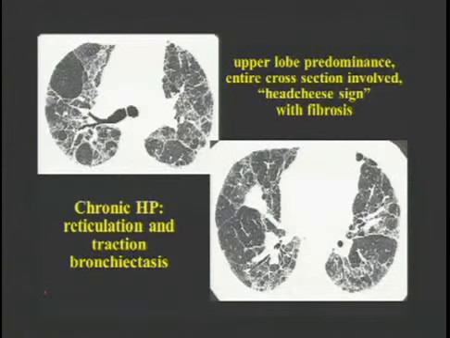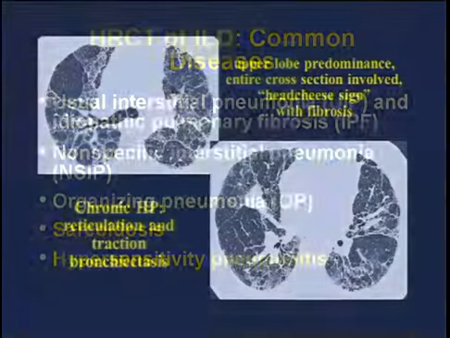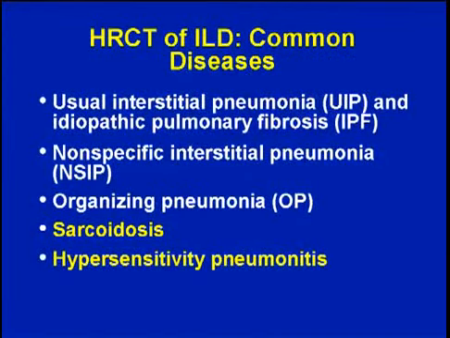Chronic hypersensitivity pneumonitis with reticulation and traction bronchiectasis. Here we see upper lobe predominance. The entire cross-section of lung is involved. There are areas of mosaic perfusion, so this is like the head cheese sign, but with fibrosis being present. So we're seeing not only fibrosis, but areas of mosaic perfusion and air trapping.